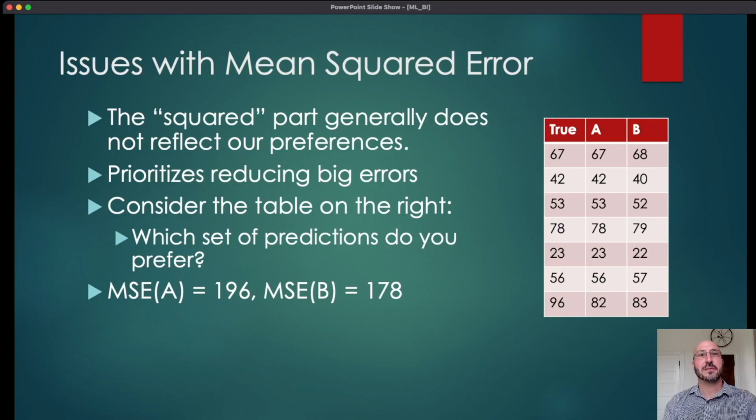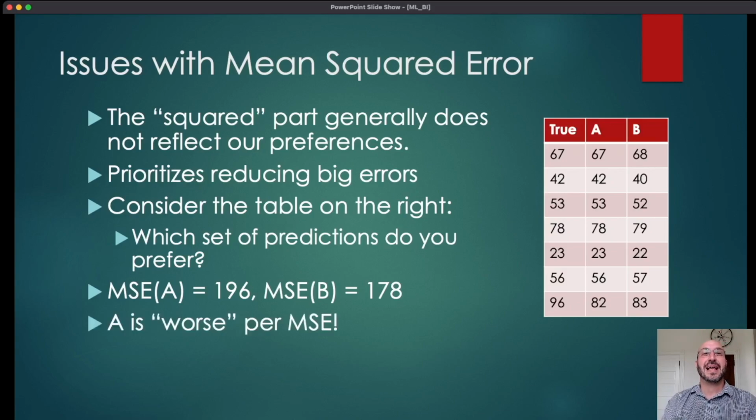However, if you look at this, the mean squared error of Model A's predictions would be 196, and the mean squared error of Model B's predictions would be 178. So mean squared error actually prefers, to a considerable degree, Model B's predictions to Model A's. And you might remember, if you've studied linear regression, you talk about very influential points, these points that are way far away, that move the curve significantly. And this comes from the mean squared error metric.